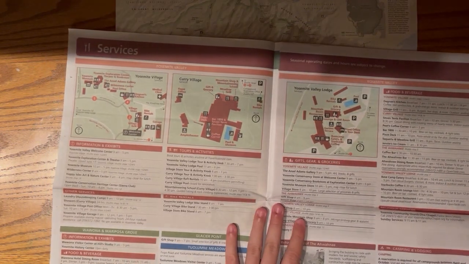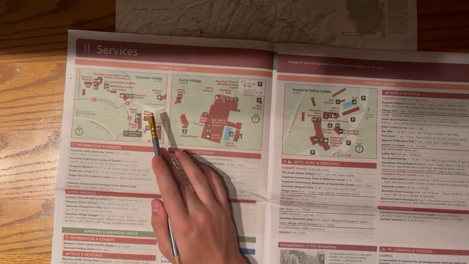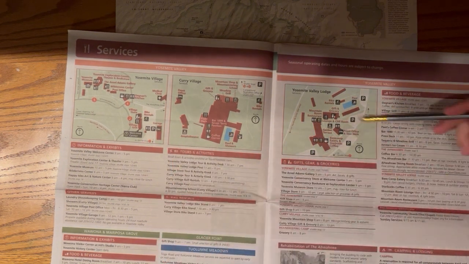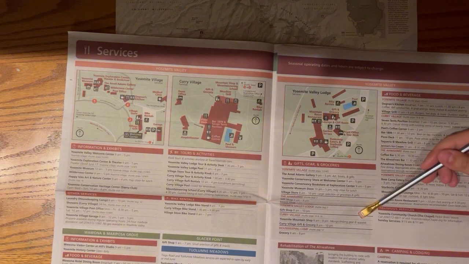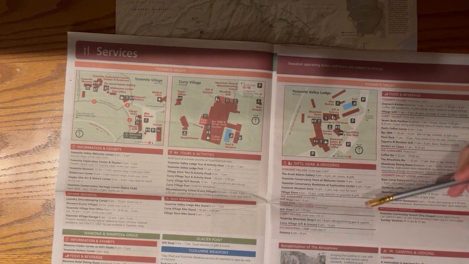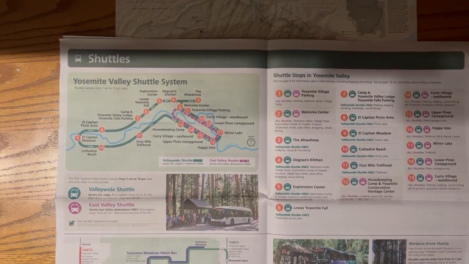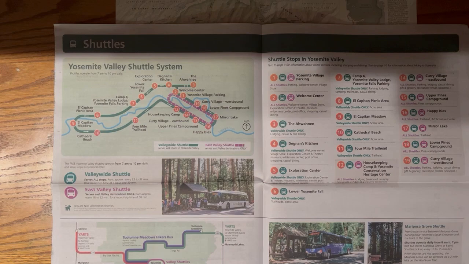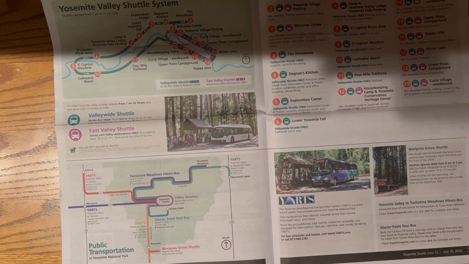There are also lists of services that each visitor center and each village has, including Yosemite Village, Curry Village, the Valley Lodge, the Ahwahnee, Mariposa Grove, and Wawona. In addition to the tour bus, tour shuttle to Glacier Point, there are also a number of other shuttles and buses around the area.